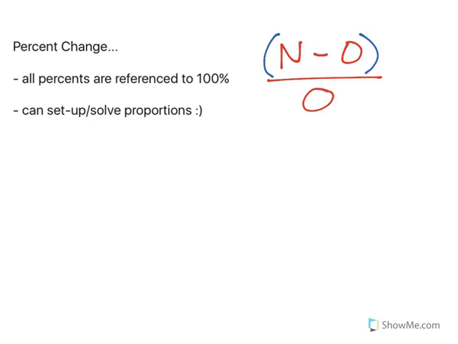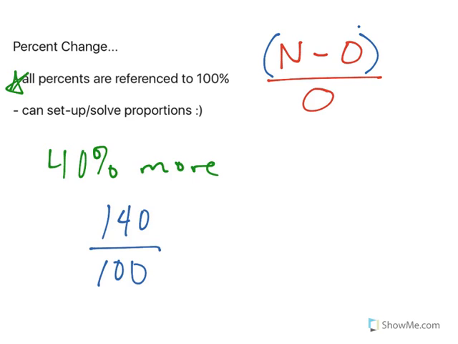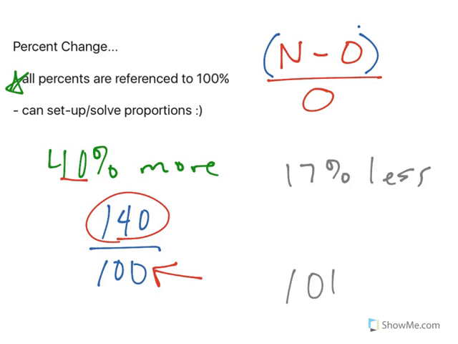Now, a few things to remember when we go through this section. All percents are referenced to 100, right? Percents out of 100. So if we say 40% more, well, that's the same as saying 140 over 100. Reference is 100. 40% more would be 140, because 40 more than 100 is 140. Or if we would say 17% less, well, the reference is 100. 17 less than that is 83. So this kind of gives us a setup for our proportion.